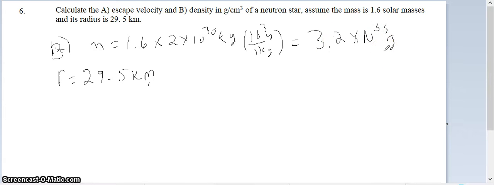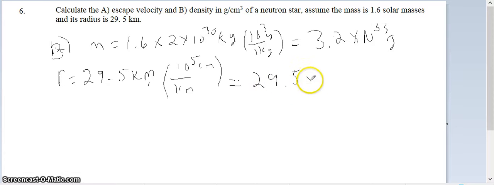And then notice they give us the radius of the neutron star. It's 29.5 kilometers. You might remember how to change kilometers to centimeters. Let me do that real quick. If you didn't remember this, in one kilometer, there is 10 to the fifth centimeters. You can actually work that out step by step, but if you remember that, that's perfectly fine. So this, of course, becomes 29.5 times 10 to the fifth centimeters.